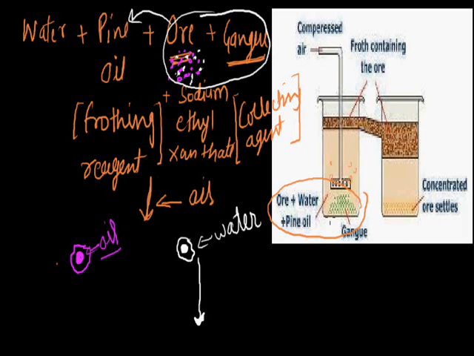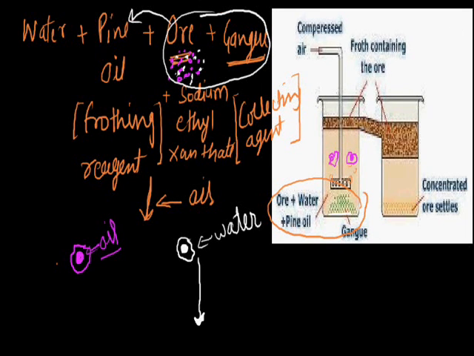After some time the impurity particles become heavier and come to the bottom, so the gangue will be collected there because it is wetted with water and becomes heavy. But the ore particles covered by oil are very light, so they will float here and there. They will not sink. And when we introduce air, air produces bubbles.